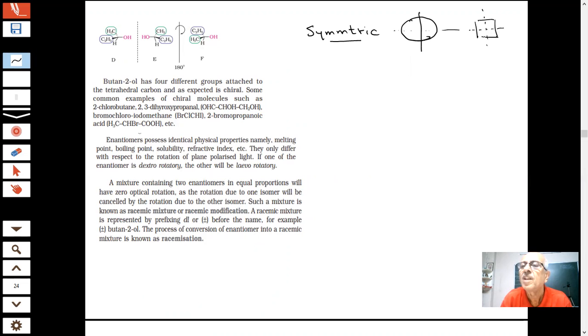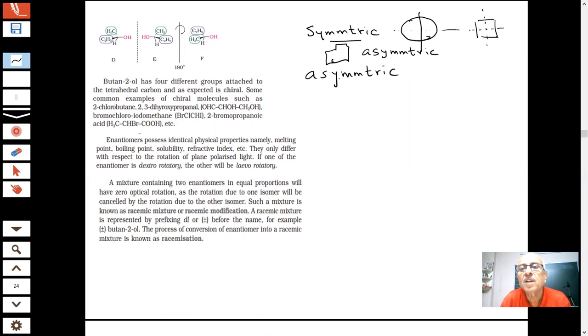These figures are symmetric, students. But supposing I take something like this. Now this is asymmetric. This figure is asymmetric. You cannot cut it into two equal halves. So what we are saying is asymmetric.